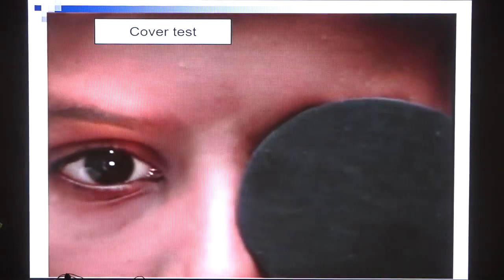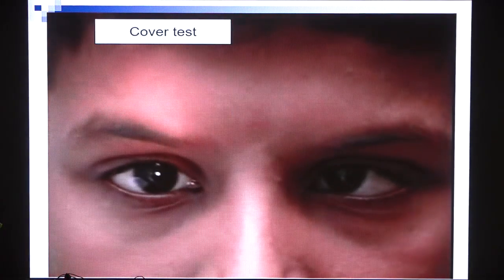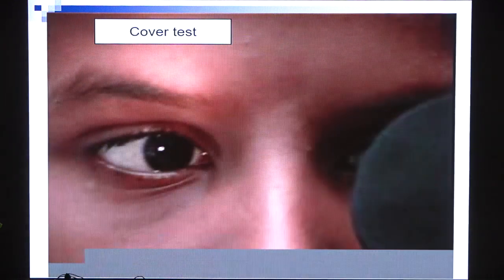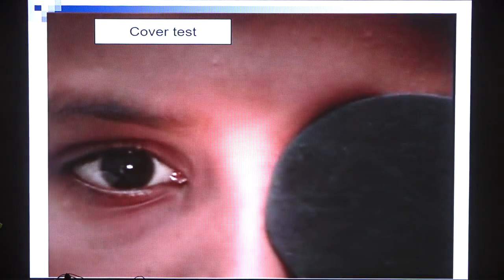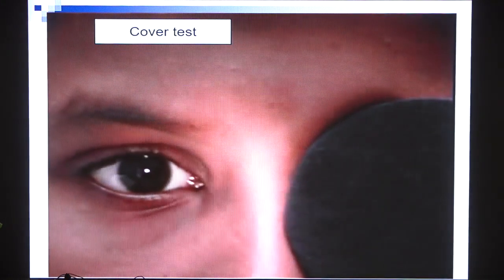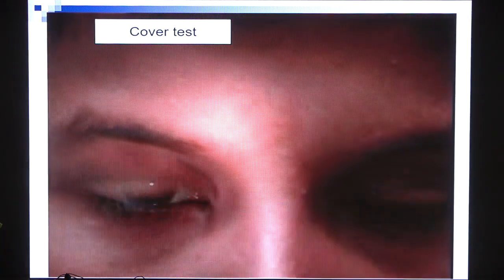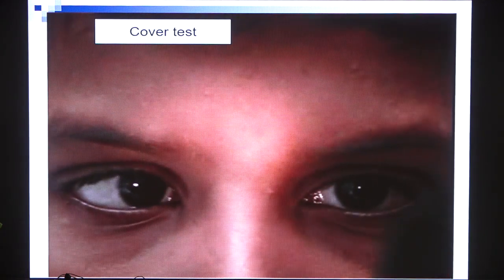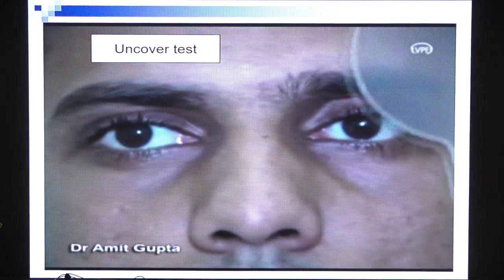So what do we do in a cover test? We cover the normal seeing eye to see the deviating eye. It is for tropia, to see whether the deviating eye takes up fixation or not. So it tells you whether the fixation is there or not, and we are doing it for tropia, compared to an uncover test, which we do for a phoria.